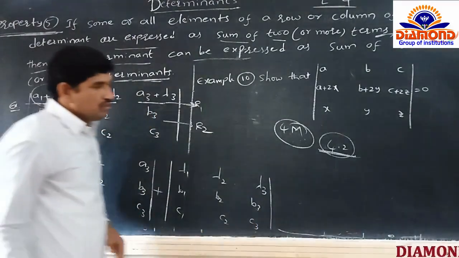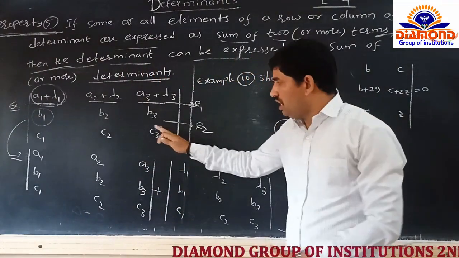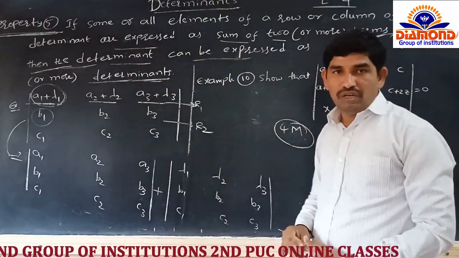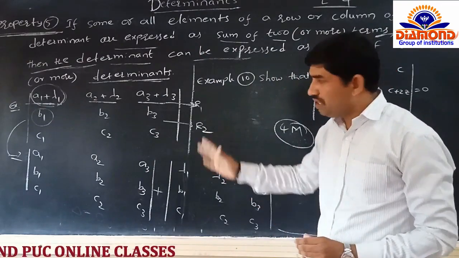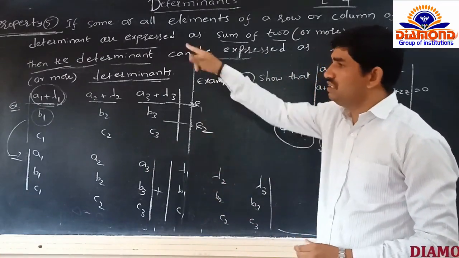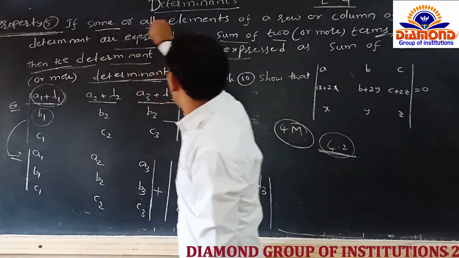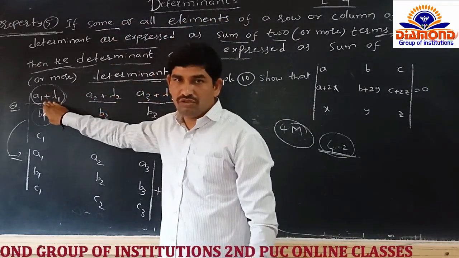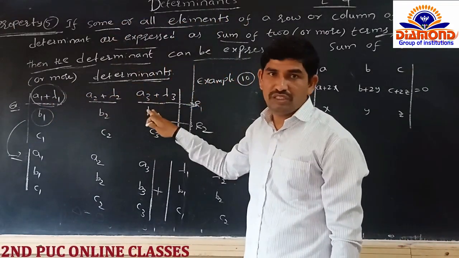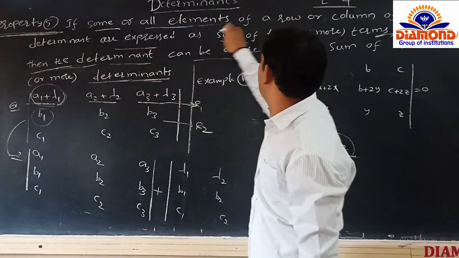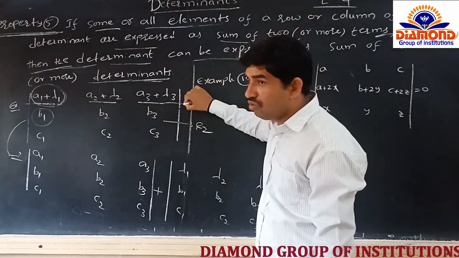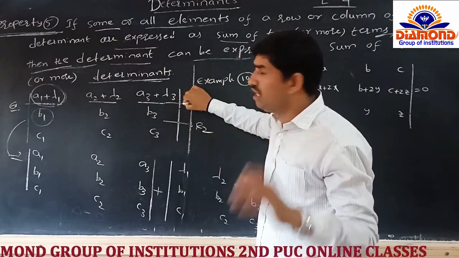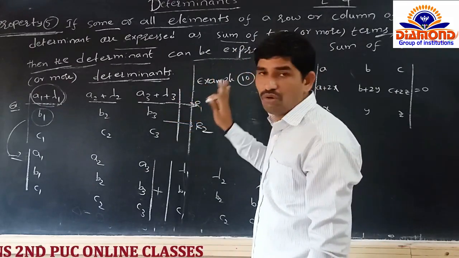Now I have taken the example and explained property number 5. Are you able to understand? Any doubt in this? So once again I will repeat. If some or all elements, these are all the elements, 1, 2, 3. Yes or no? Some or all elements of the row. You can take a row or column. I am giving the explanation by taking the row only.